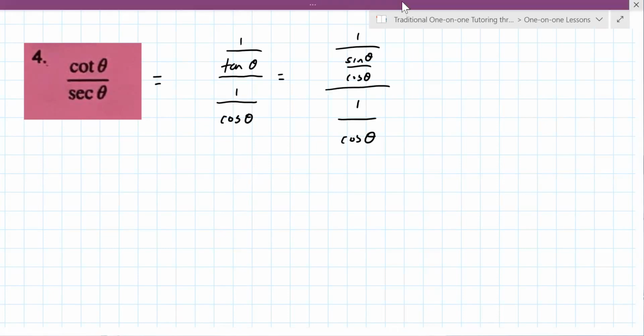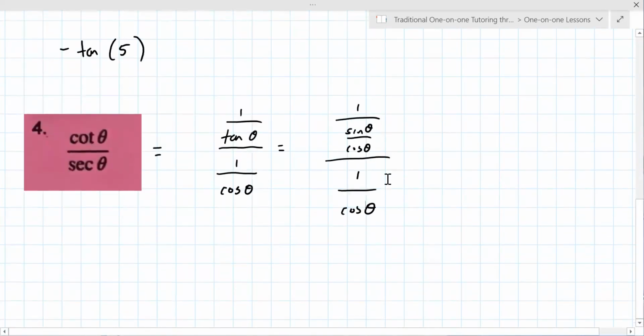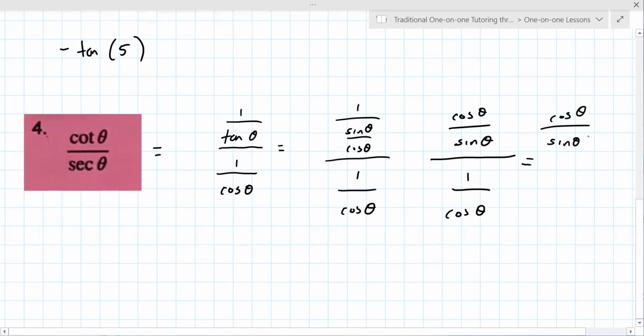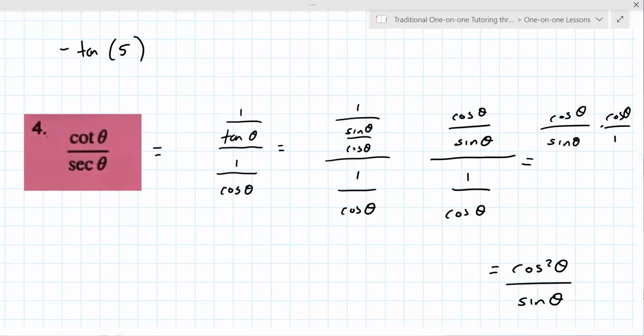And hopefully you can see that. Sometimes the screen kind of frames it weird. So now you just flip the bottom fraction in this top fraction, so it becomes cosine theta over sine theta, and this is really 1 over cosine theta. Then if you remember, when you divide by a fraction, you multiply by the reciprocal. So it's cosine theta over sine theta times cosine theta over 1. So it becomes cosine squared theta over sine theta.